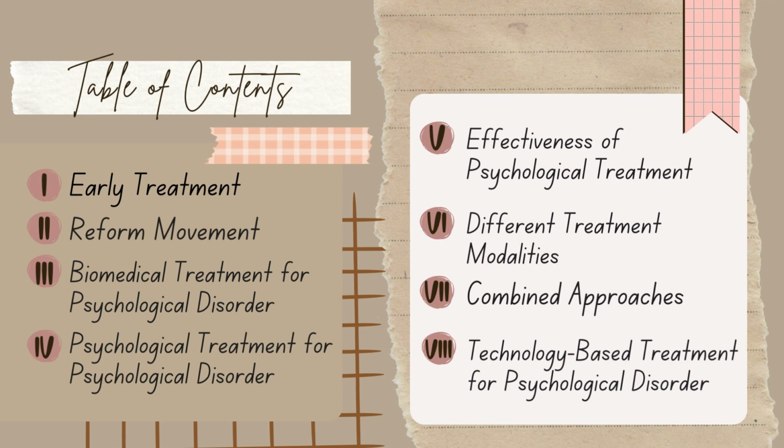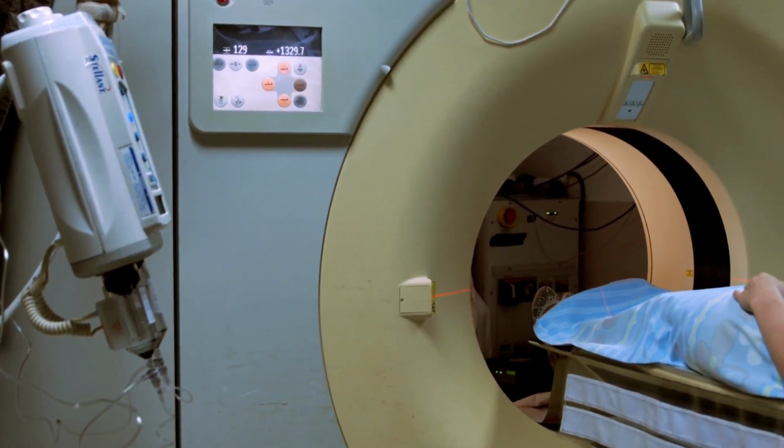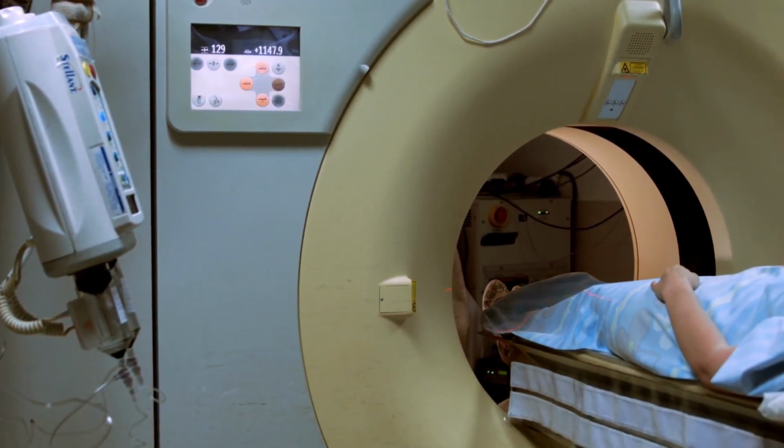Three primary forms of psychotherapy will be covered, which are behavior therapy, cognitive therapy, and humanistic therapy. This chapter will also describe the different modalities of treatment, which include individual therapy, group therapy, couples therapy, and family therapy. Other methods of treatment will also be explained in this unit, such as combined approaches and technology-based treatment.